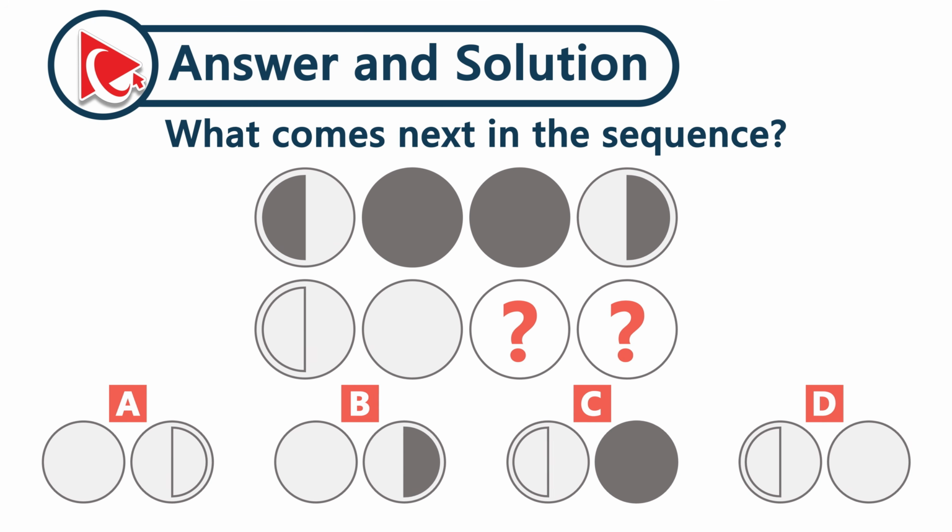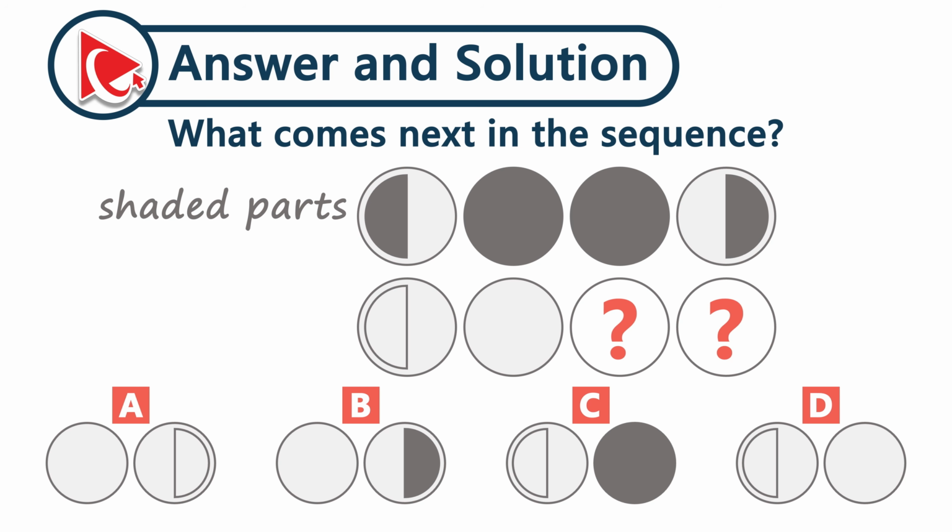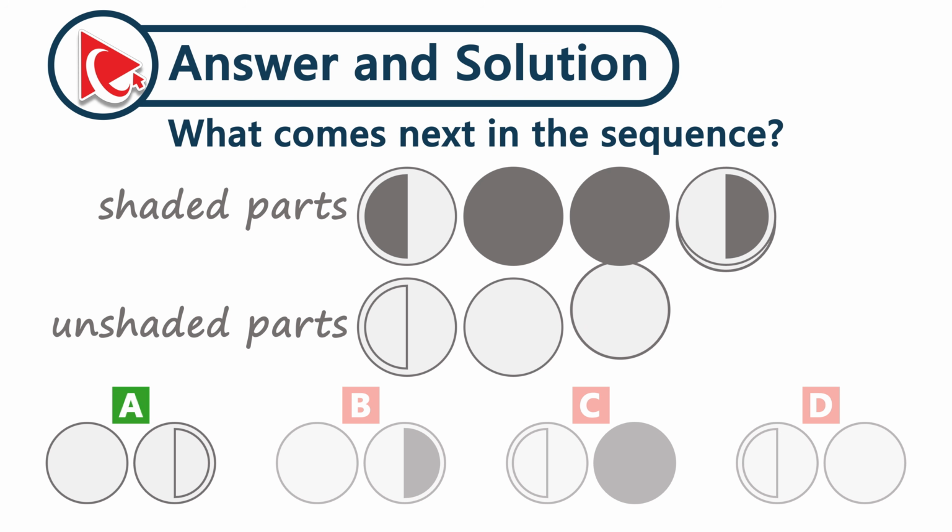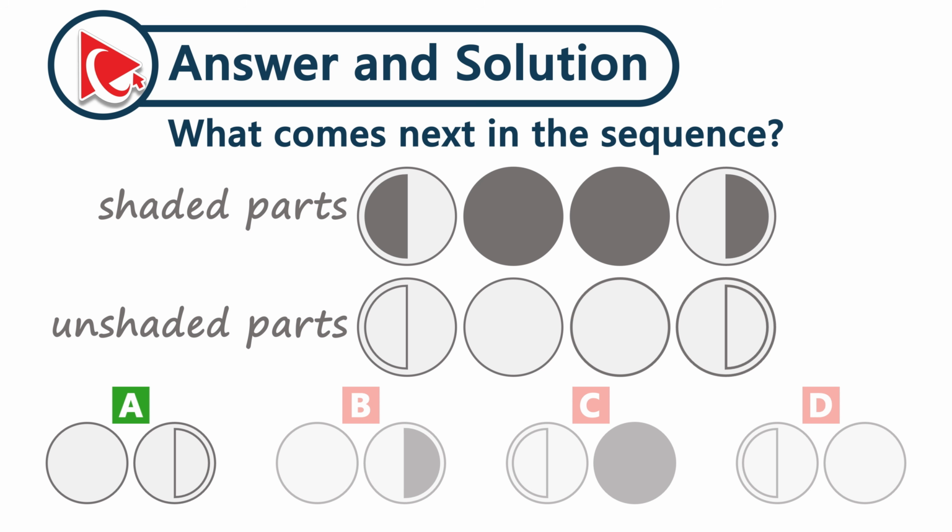Let's break it down. Look closely. Top row, shaded parts only. Bottom row, unshaded parts only. So, which pair completes the sequence? The correct answer here is choice A. Why? Draw a mental symmetry line after the second circle. Your only symmetrical choice is choice A.